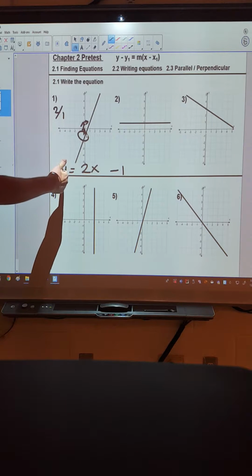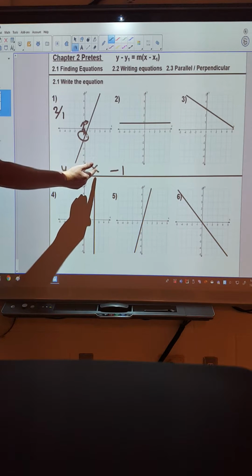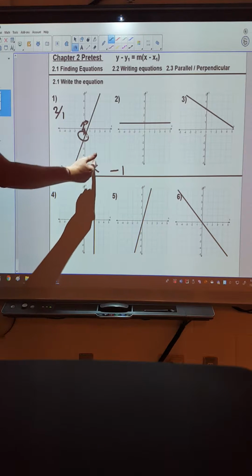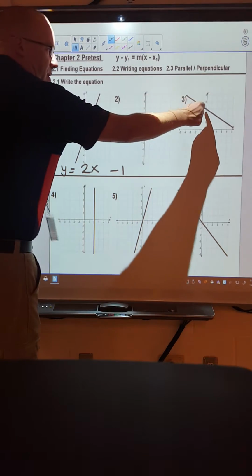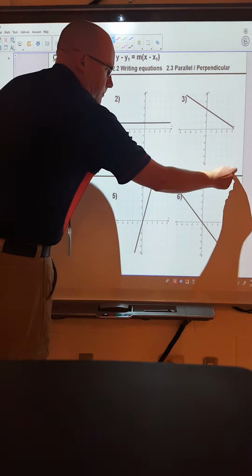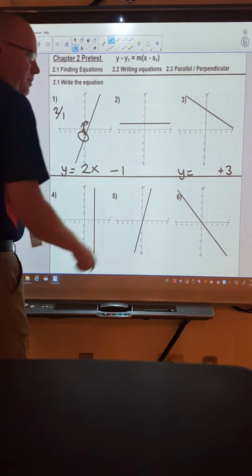Remember, slope-intercept form means that the number in front of the x tells you the slope, and the other number tells you the y-intercept. Now I'm going to skip to number 3. I'm going to leave numbers 2 and 4 until the end because they're special cases, since they're horizontal and vertical lines. So number 3, I can see it goes through 3 on the y-axis.